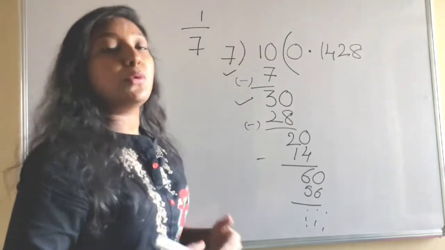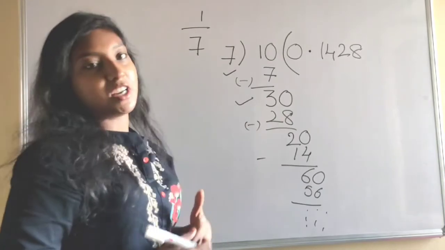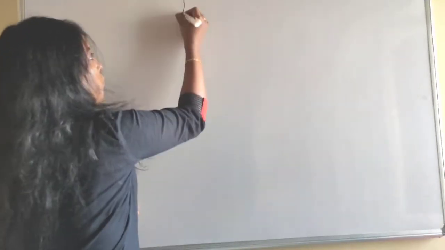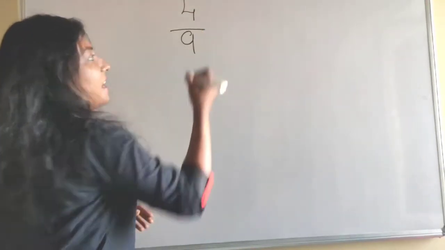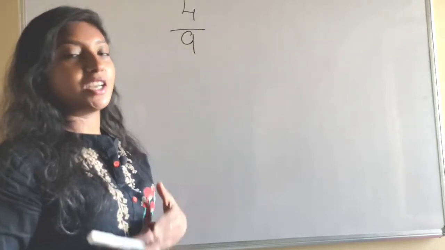Now in this way you can divide a smaller number by a larger number. Now let us see one more example. So here I am taking 4 divided by 9. Now the denominator value is bigger compared to the numerator. Now what we have to do?